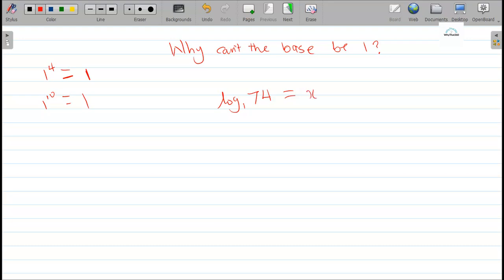We say the base to the power the exponent is equal to 74. 1 to the power x being 74 is not possible. So this one here is not possible. Now if we say log of 1 to the base 1, there can be any answer, because 1 to the power x, the base to the power the exponent, is equal to 1, so x can be anything.